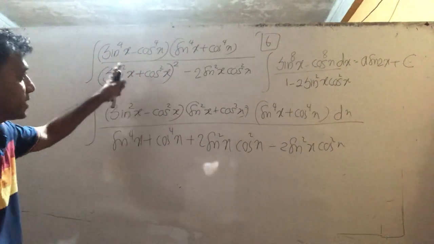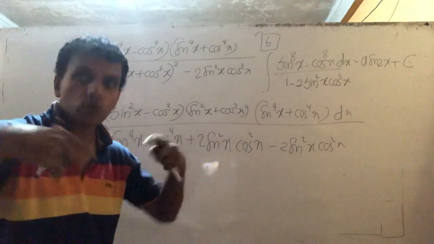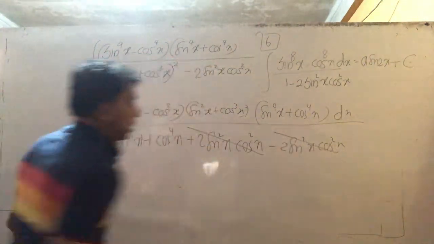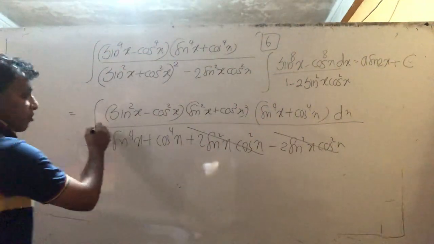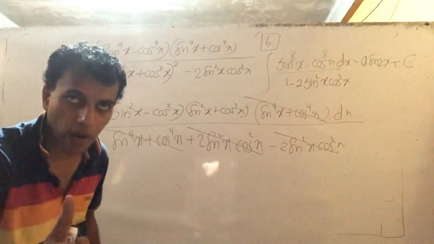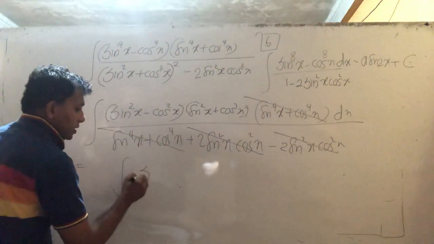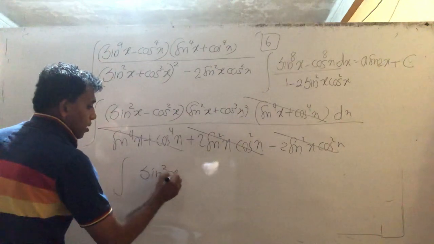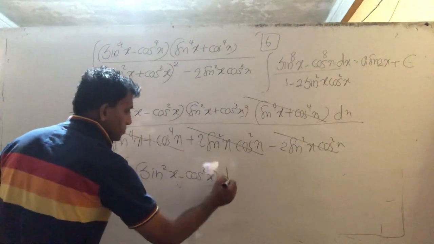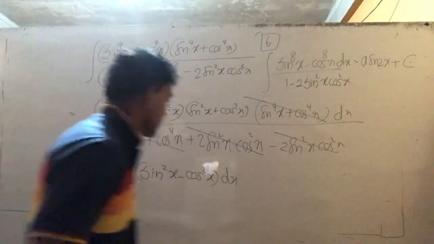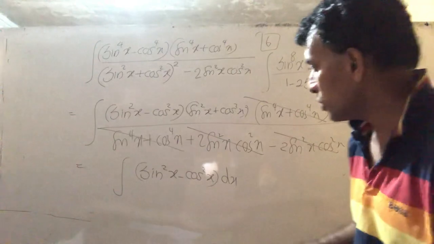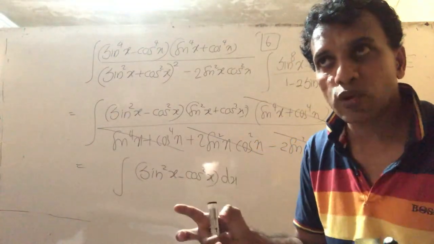Okay, as we write, sine square plus cos square is 1, put it squared, then expand it. Now this cancels. See here, sine power 4 plus cos power 4 cancel here. Also, you know this sine square plus cos square is 1. We have the remaining integral of sine square x minus cos square x dx. Now we can integrate this, so you can change it into completely one term, either sine square or cos square. You know, cos square minus sine square is cos 2x.